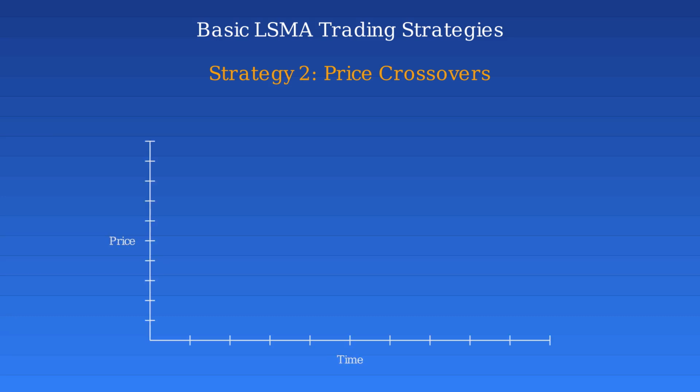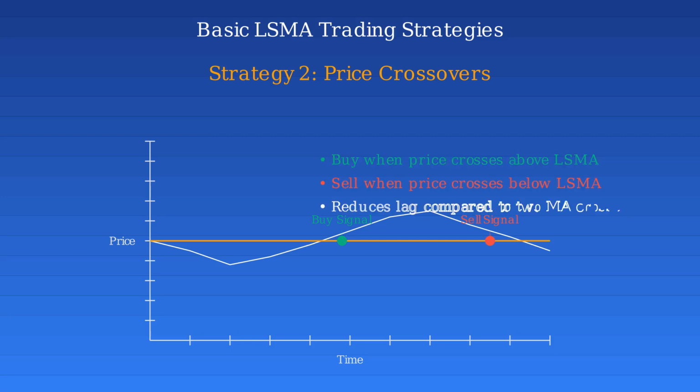In this strategy, we focus on the points where price crosses above or below the LSMA line. Here's a price chart with the LSMA line. Initially, the price is below the LSMA line. When price crosses above the LSMA, it generates a buy signal. Conversely, when price crosses below the LSMA, it generates a sell signal. This crossover strategy is effective in trending markets and reduces lag compared to traditional moving average crossovers.